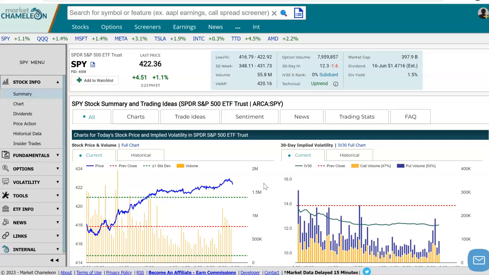In this video, I'm going to show you a feature that detects large volume bursts intraday in a particular stock. And we'll use SPY here as an example. I'm going to go over here on this menu and click on this price action.